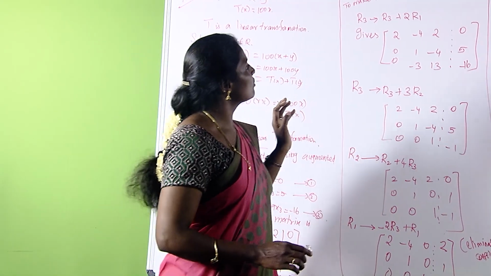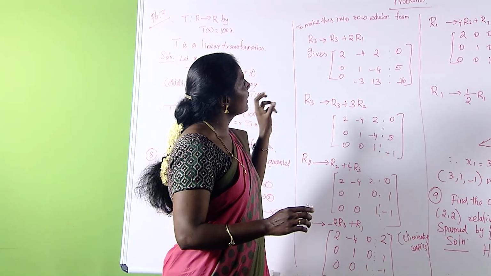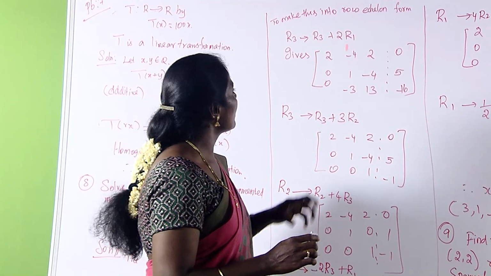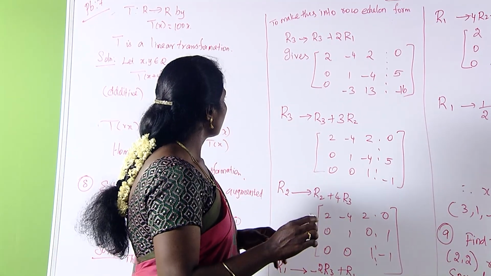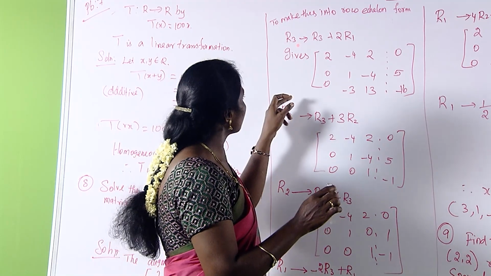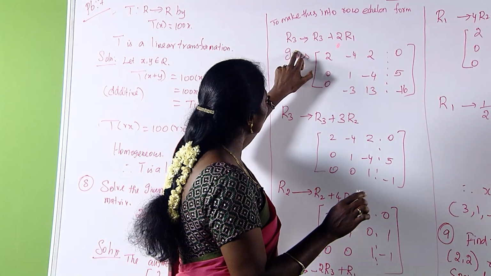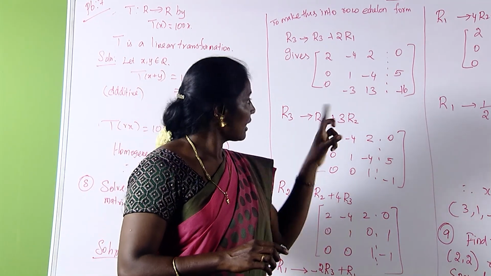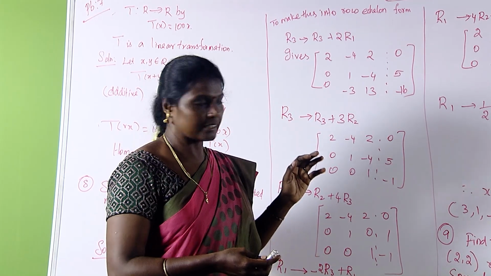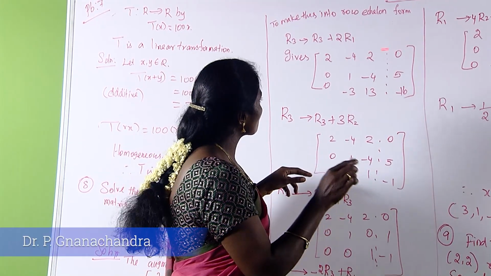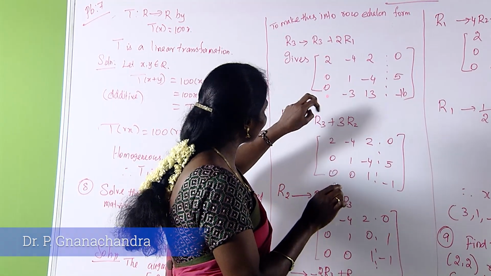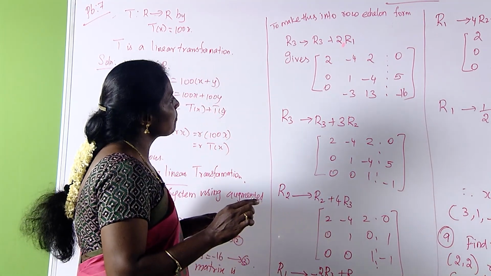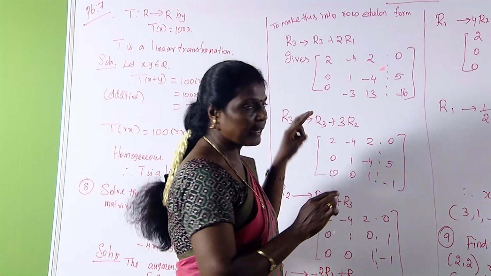Now, we are going to convert it into row echelon form, so we perform some row operations. In this augmented matrix, we convert R3 into R3 plus 2R1. That is, we rewrite row 3, where this is the first row, second row, third row, as R3 plus 2 times R1. That is, we multiply the entries of R1 by 2.